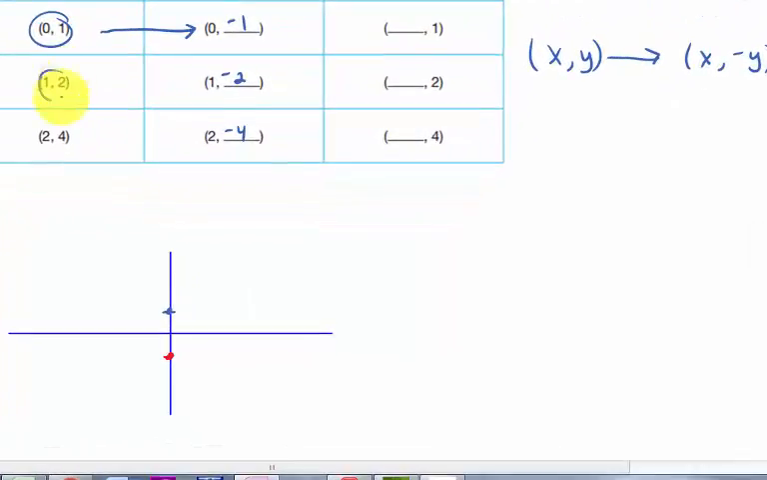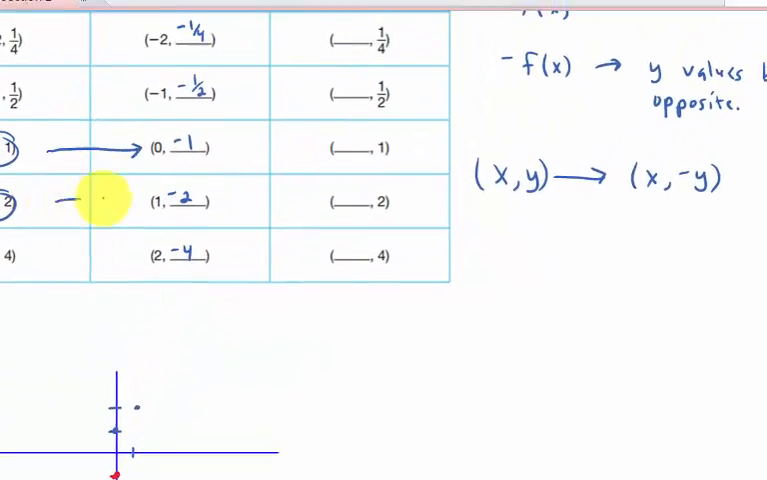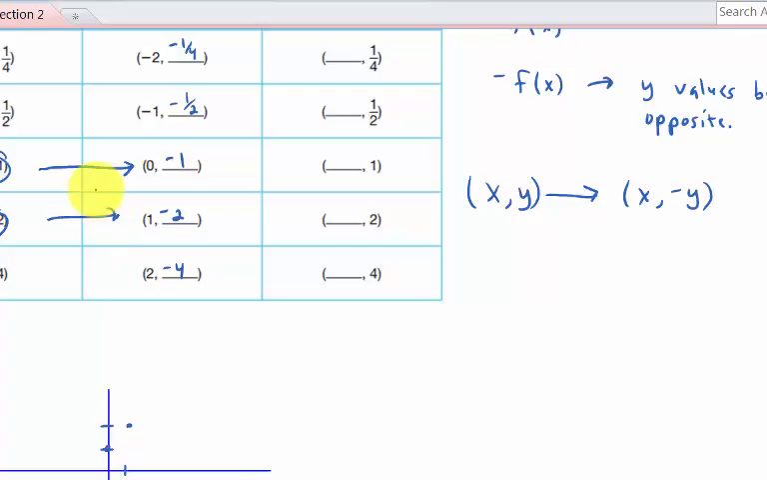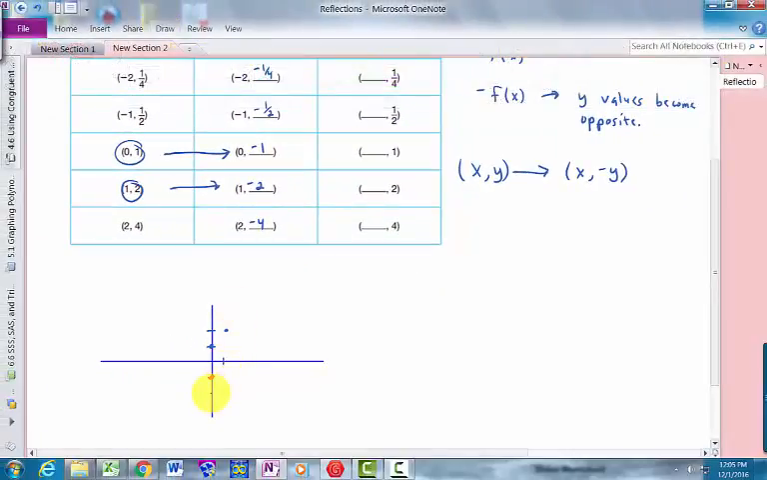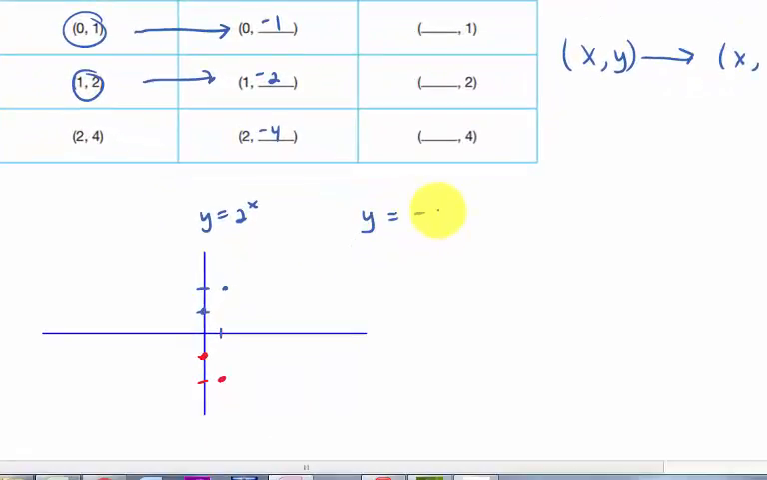Okay, let's continue in this fashion here. So let's do 1, 2. I'm going to create a dot there. And then what happens in the new function when you apply a negative? Well, you go to 1, -2. So that would give you something like that. So if you recall, the original function was y is equal to 2 to the x. The new function is y is equal to -2 to the x. Or you could just write it as this, -2 to the x.